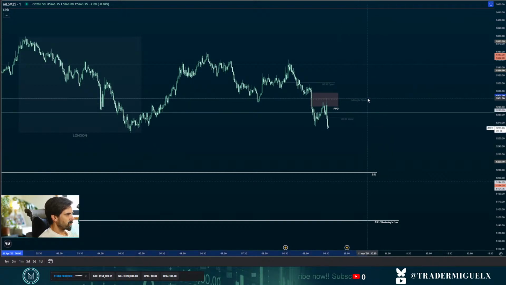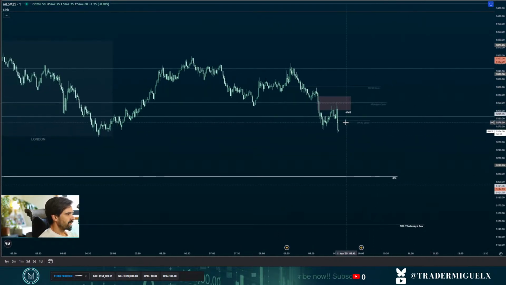So far we rejected midnight open and 8:30 open as well. Between 8 and 8:30, price shot to the upside, which is kind of tricky. And now we have the 9:30 open, which I will mark here. It was this green candle right here.